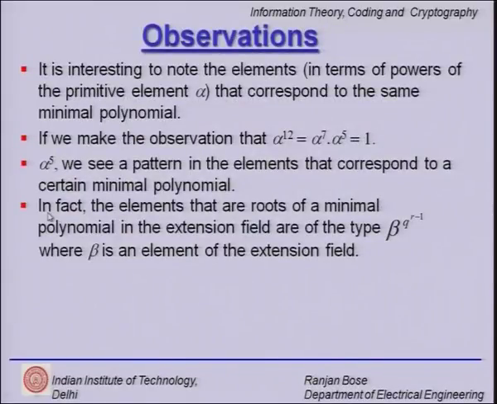So, we have made this observation that the elements are the roots of a minimal polynomial in the extension field which have the type beta raised to q^r minus 1, where beta is an element of the extension field. If you want to write alpha as the primitive element, it is alpha raised to q^r minus 1. What is q? q was 2, r was 3. So, we can always write in terms of alpha raised to power 2 raised to power 3 minus 1.